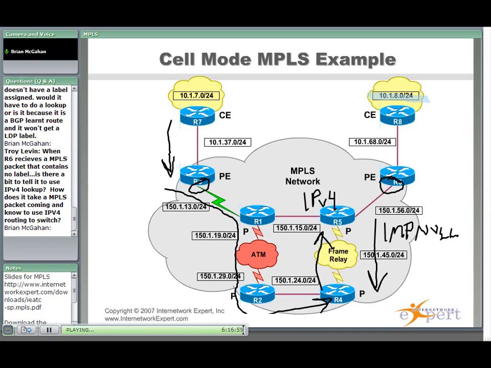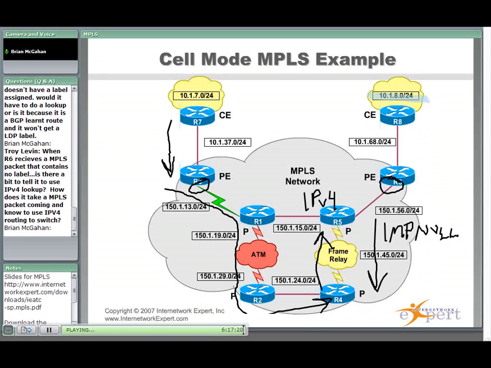Since this prefix is directly connected, router 5 is going to be advertising implicit null. So router 5 is telling router 4, this destination is directly connected to me. Do not send me labeled packets for this destination.